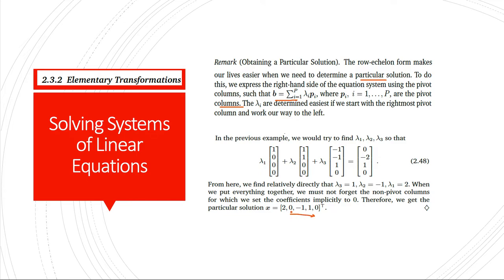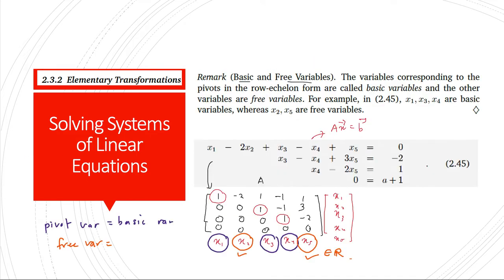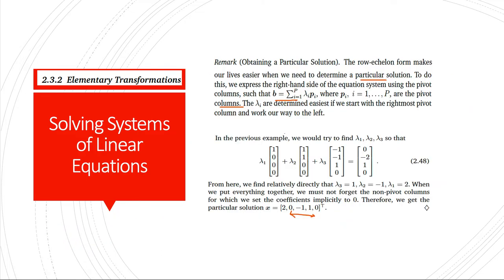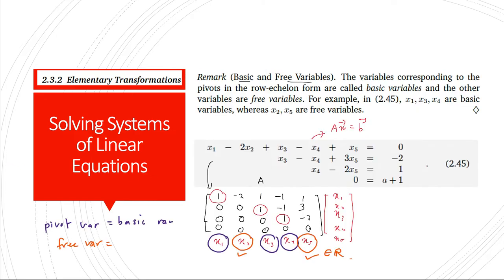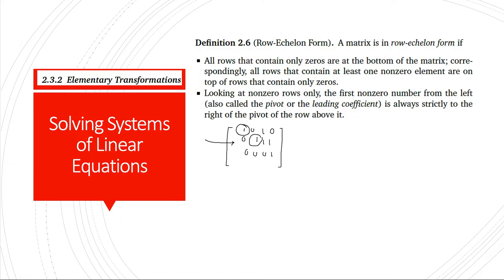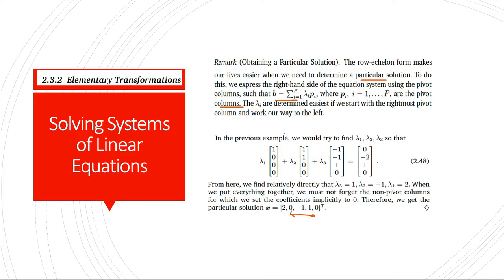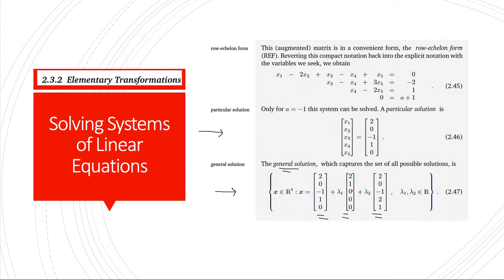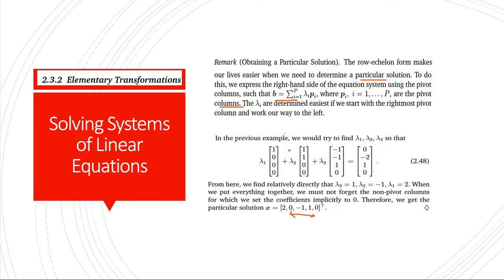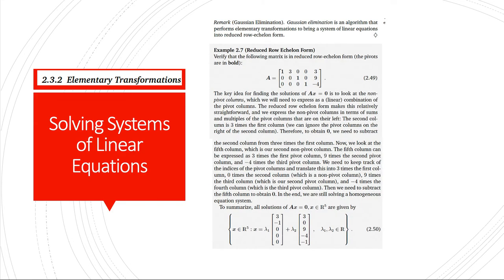So this is the easiest way to get the particular solution. It is 2, 0, minus 1, 1, 0. Yes, 2, 0, minus 1, 1, 0. So this is the easy part to get the particular solution. Or you also can use the inspection approach as mentioned in the beginning.